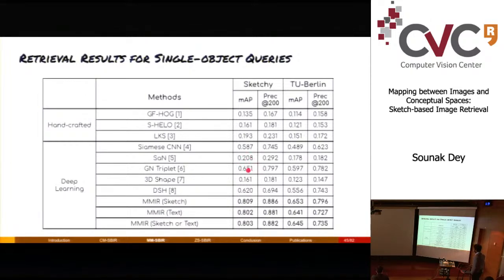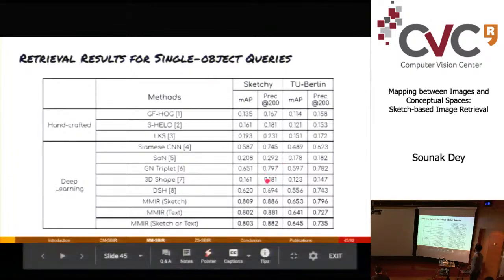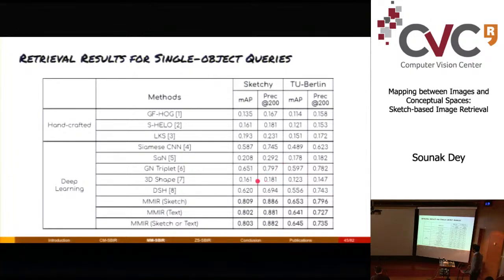Again, there can be a question like why the 3D shape is not like that. Because the code that they released didn't have, we couldn't modify it because we can just use the features in this case. So we really did not understand why they didn't release the code.